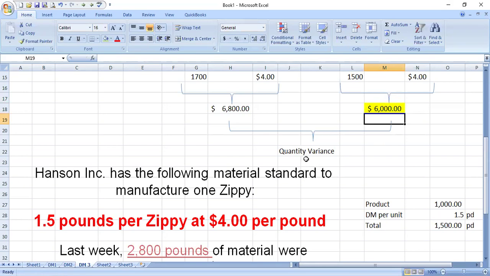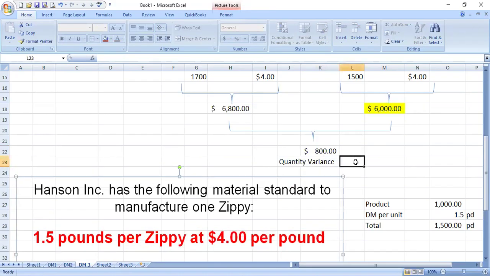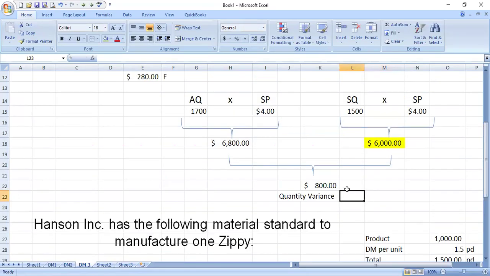So our quantity variance here is going to be a little bit different, but that will be in the same reality. That will be $800. What will that be in this case? Favorable or unfavorable? Are you guys following me here? Or did I lose you? Yeah, we are here. So what will that be for me? Favorable or unfavorable in this case?